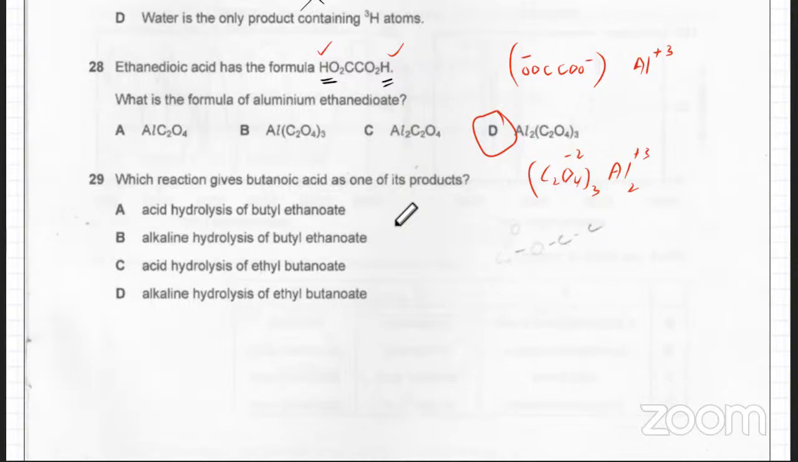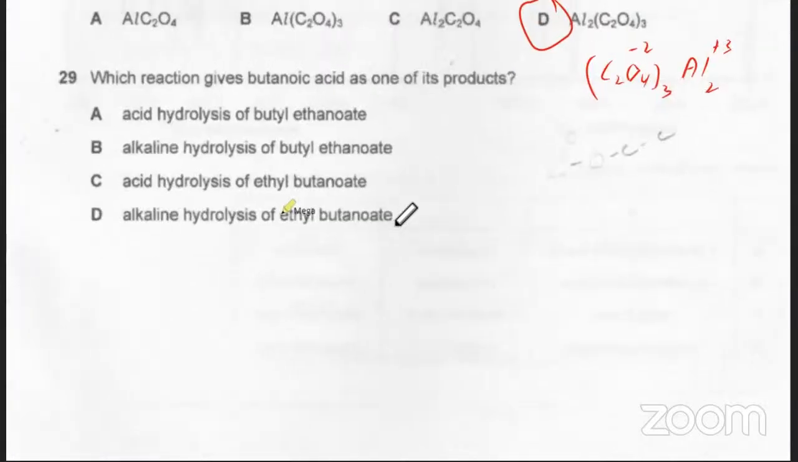Okay, which reaction gives butanoic acid as one of its products? The next one is, okay, which reaction gives butanoic acid as one of its products? Butanoic acid. Remember, alkaline hydrolysis can never produce butanoic acid. Why? Because the alkali would react with the acid. So you'll get a salt of the butanoic acid, not butanoic acid itself. So the answer is going to be C.